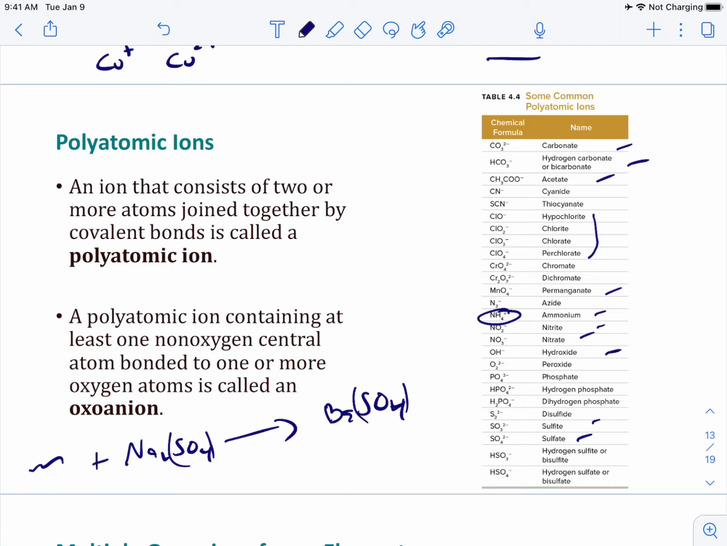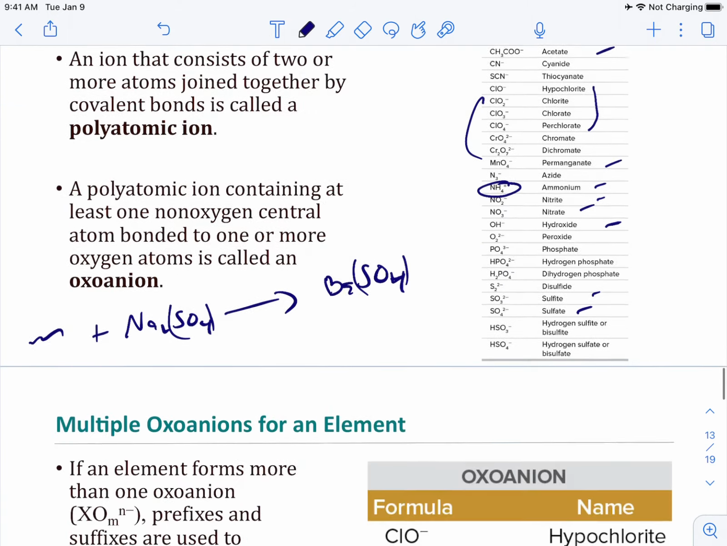Permanganate's another one you'll see a little bit of. If we add hydrogens to these, they'll be acids, and you'll have perchloric acid, chloric acid, right? Chlorous acid, and hypochlorous acid. You'll see that in your book as you get familiar with the naming of acids.